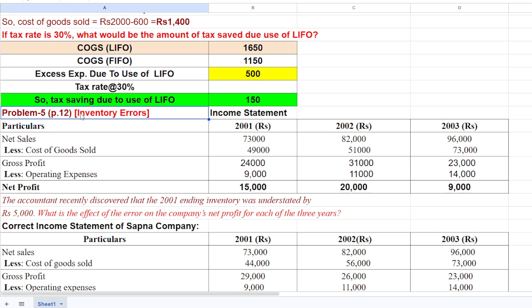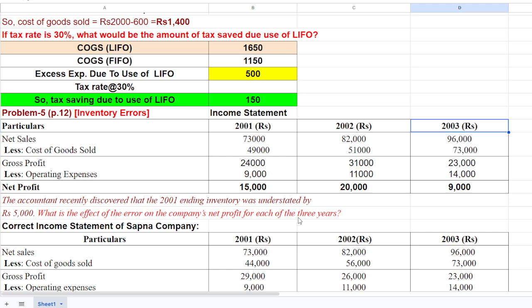In the notes you could find it on page number 12. Okay, anyway, this is the given information. You are given the particulars: net sales, cost of goods sold, gross profit, operating expenses, and the last outcome, net profit. This is for 2001, 2002, 2003. Now the question is: the accountant recently discovered that the 2001 ending inventory was understated by 5,000.